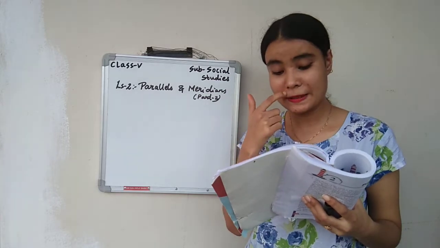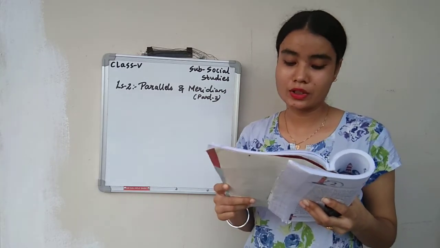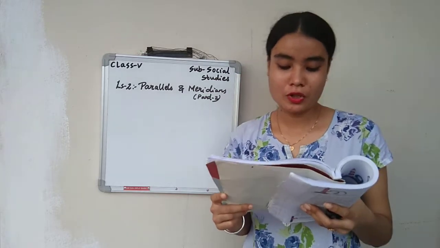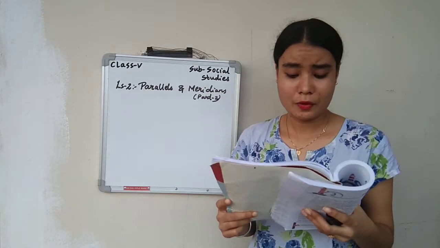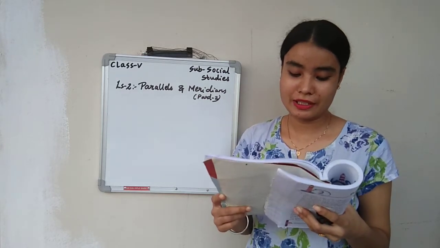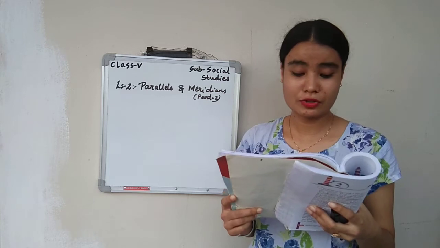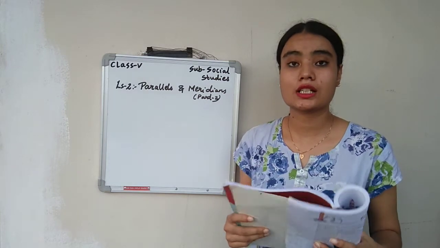The meridians emerging from the pole make angles with one another. The total of all the angles at a point is 360 degrees. So 360 meridians can be drawn. For convenience, the longitudes are drawn at an interval of 15 degrees each.